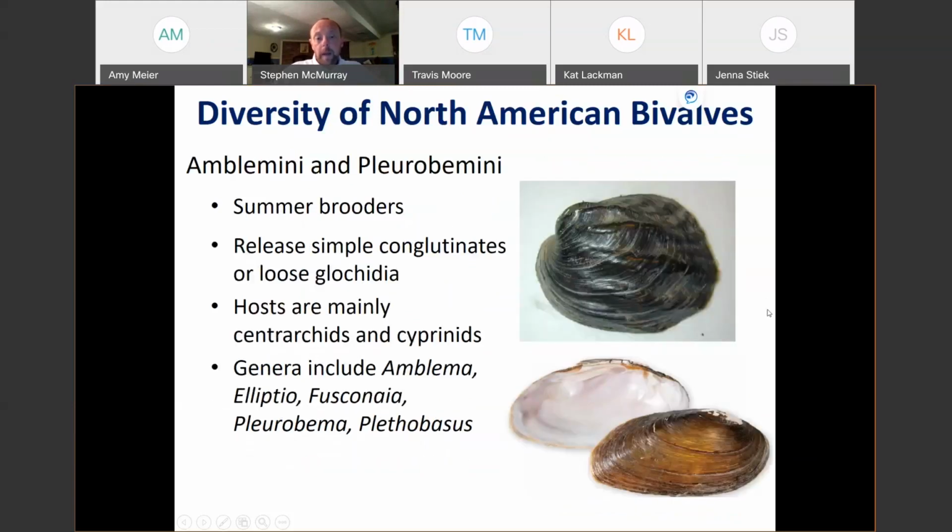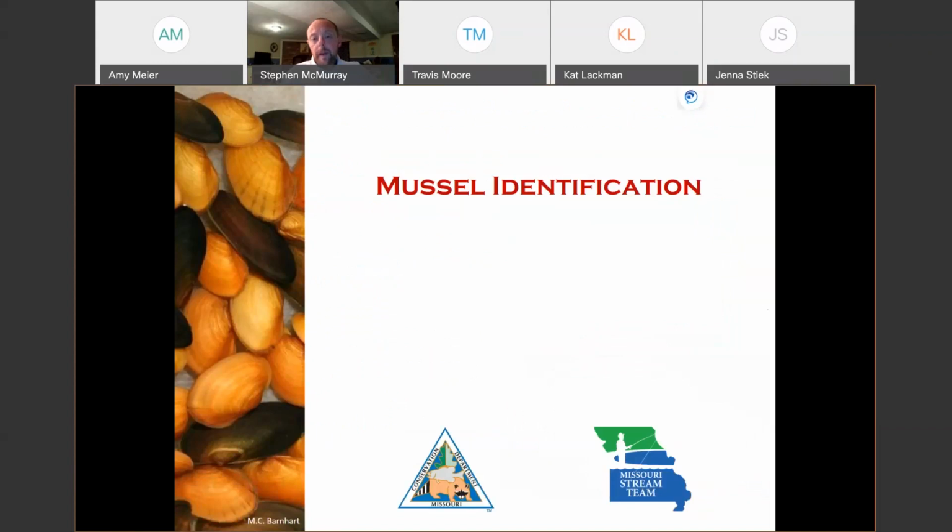Amblemini and Pluribimini, we're going to lump these two together. They are summer brooders. They can release either simple conglutinates or loose Glochidia, and there are several, 5 or 6 genera that are included in this. So, in terms of diversity, that kind of takes us to a good place to take a break.